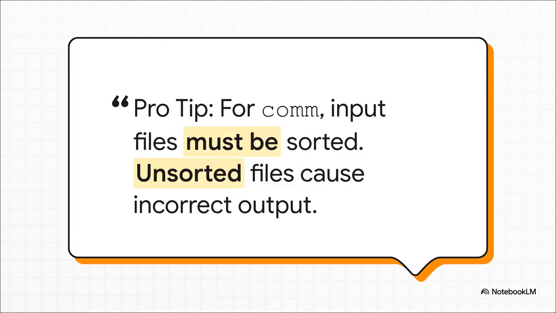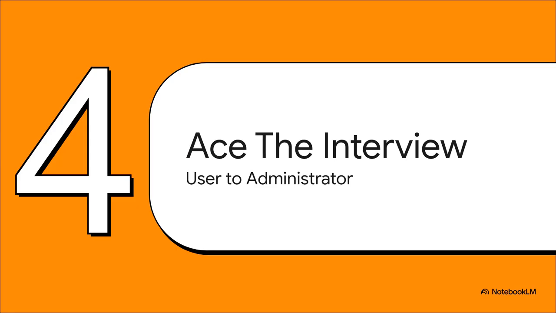And here's that pro tip for comm again, because trust me, this is going to save you hours of pulling your hair out. If the output from comm just looks like complete nonsense, don't blame the command, question your input. The command works by walking through both files at the same time, and it assumes they're in order. If they're not, it just gets lost immediately. So always sort first.